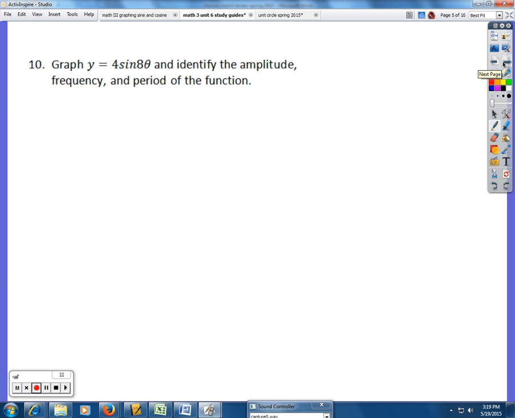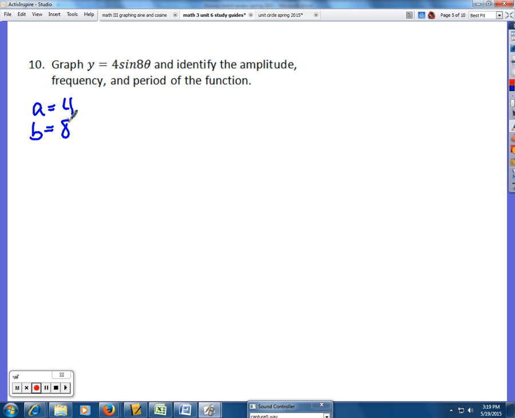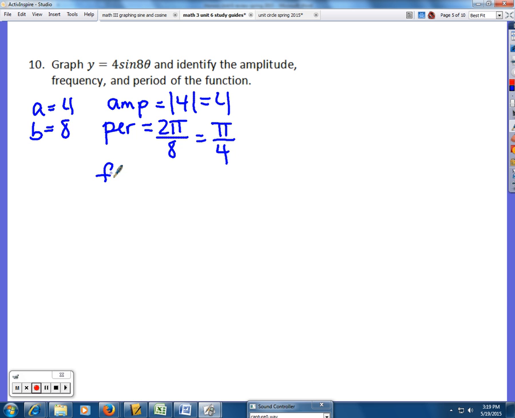The third graph, A equals 4, B equals 8. So my amplitude is going to be the absolute value of 4, which is 4. Period is going to be 2 pi over 8. This reduces, 2/8 reduces to 1/4, so this will be pi over 4. And the frequency is just B, so that's 8. That means this is going to repeat 8 times between 0 and 2 pi, which makes sense because the period is pi over 4.